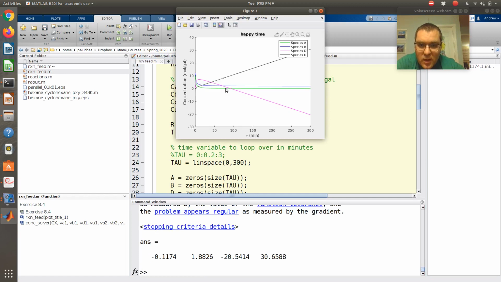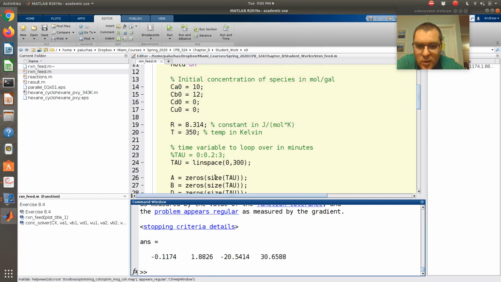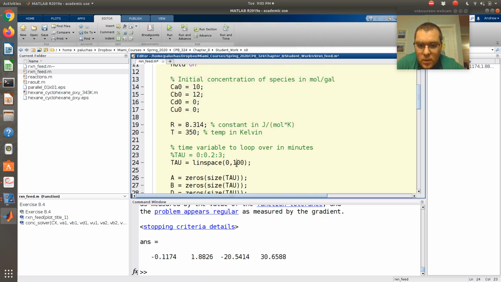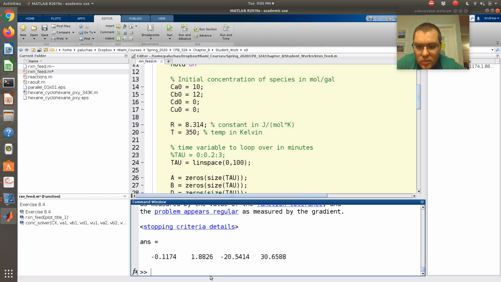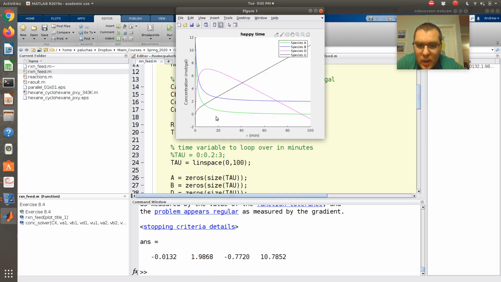Whoa, okay. Now, let's see, this is concentration of D. We're going well beyond where D's consumed. So let's try stopping this sooner, about 100. See what's going on, and then see if we have any issues going on in our code. So if I change that to 100 and rerun, okay, what is going on?